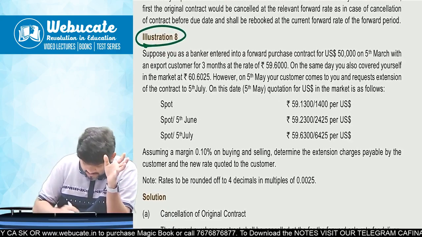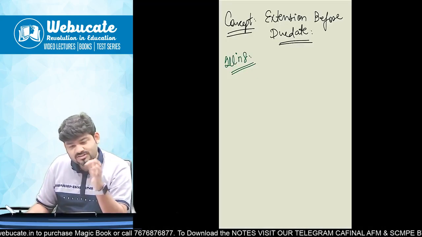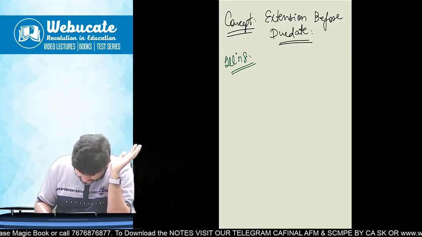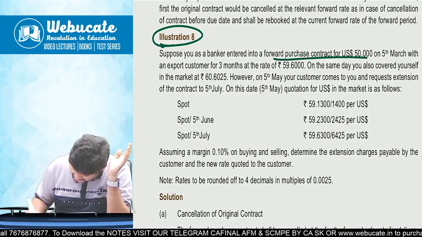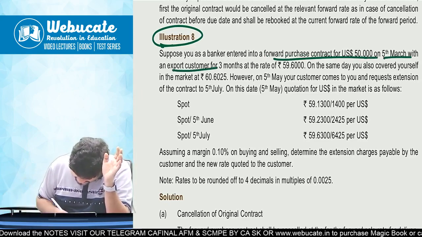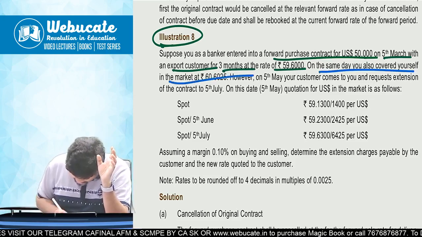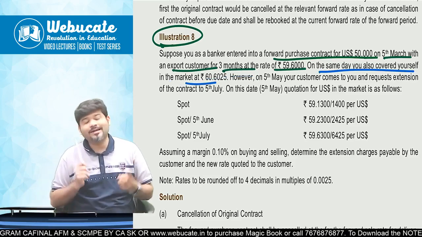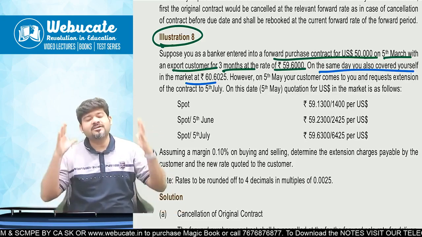Everybody focus on illustration 8. Very easy again. So, first extension before due date. What we have to do? First cancel, then extend. Simple. Okay. So, we'll start. Suppose you as a banker entered into a forward purchase contract. You are purchasing. Bank purchasing, customer is selling $50,000 on 5th March with an export customer for 3 months at the rate 59.6.